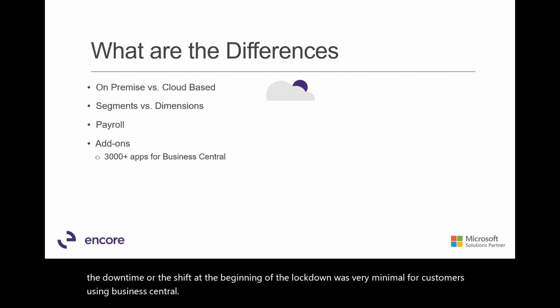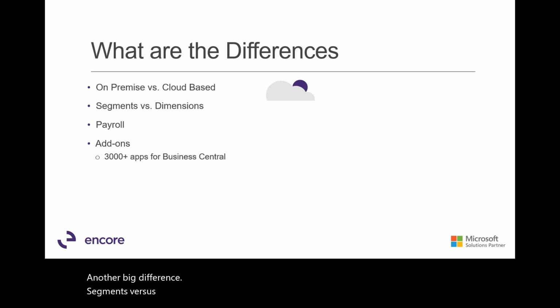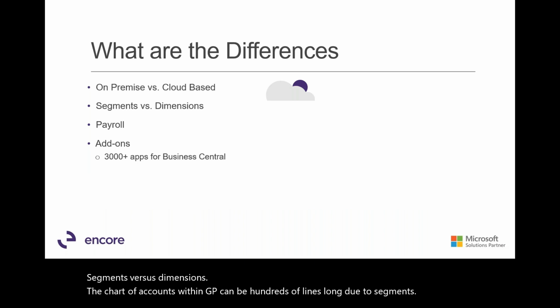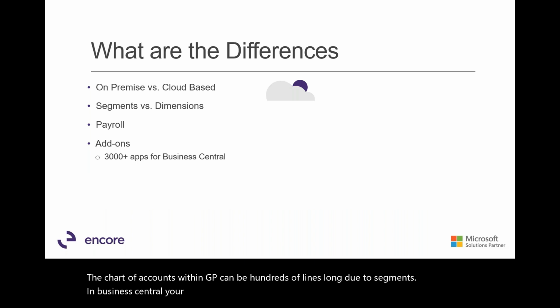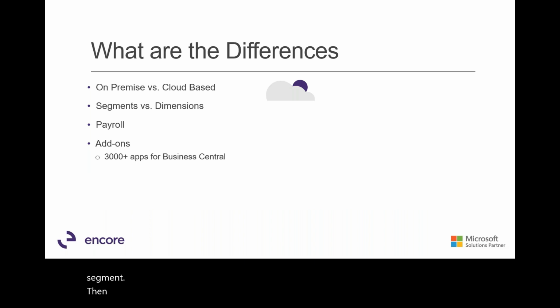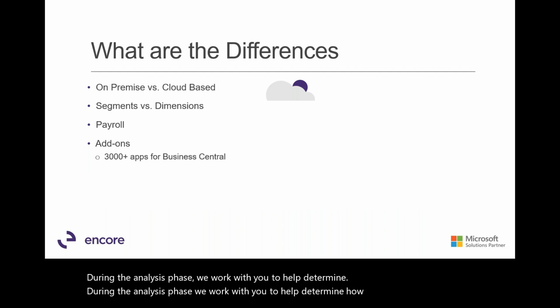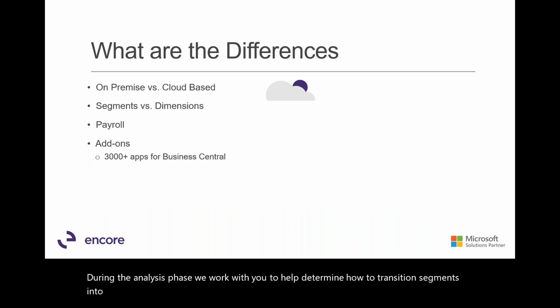Another big difference, segments versus dimensions. The chart of accounts within GP can be hundreds of lines long due to segments. In Business Central, your chart is much smaller as it typically is made from your natural segment. Then, generally speaking, your additional segments transition into Business Central dimensions. During the analysis phase, we work with you to help determine how to transition segments into dimensions. It's not always a one-to-one correlation, but often it can be.